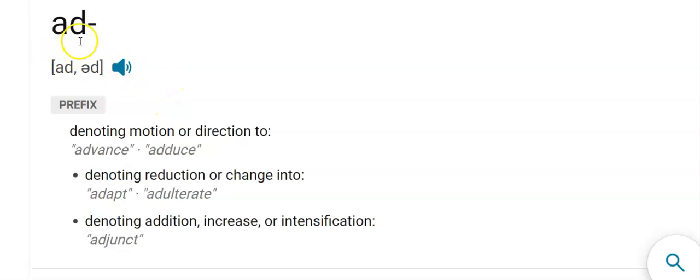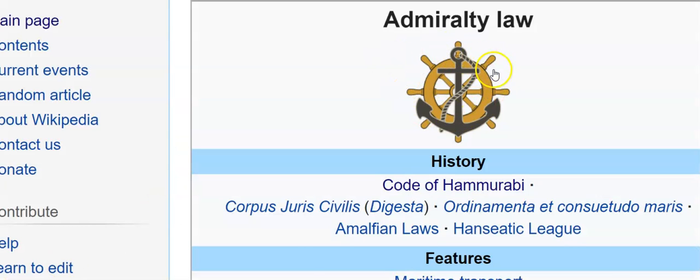But look at this. Ad, like admiralty, right? Ad, denoting motion or direction, right? Duct, change, right? So it's pointing towards, moving towards, advance, adapt. Changing direction, moving towards. My reality, see? My reality, like Israel, my reality, King James's reality, moving towards it, with the wheel's idea of the law.